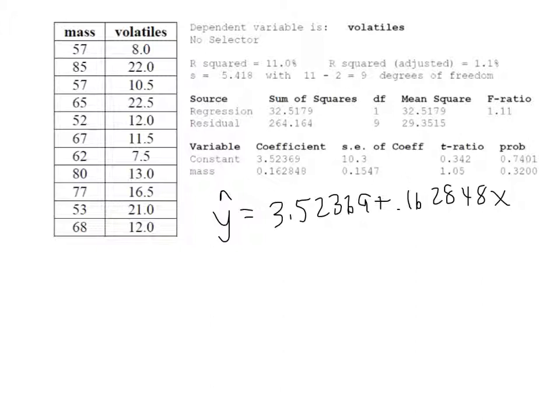Now, the interesting thing is when you look down here at t ratio and probability, we're really only focusing on doing a linear regression t-test for slope. And that means that when you look at this, it's telling you that if you were to run a linear regression t-test for slope, your t-value would be 1.05.